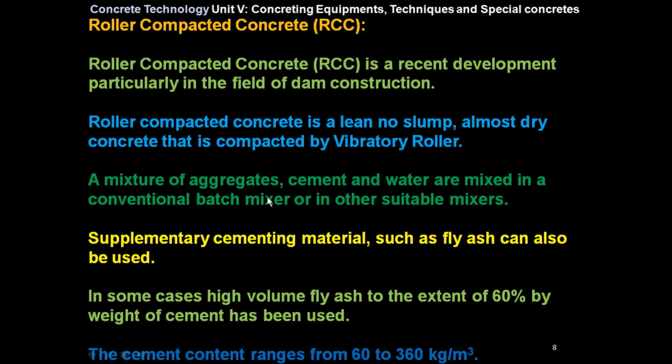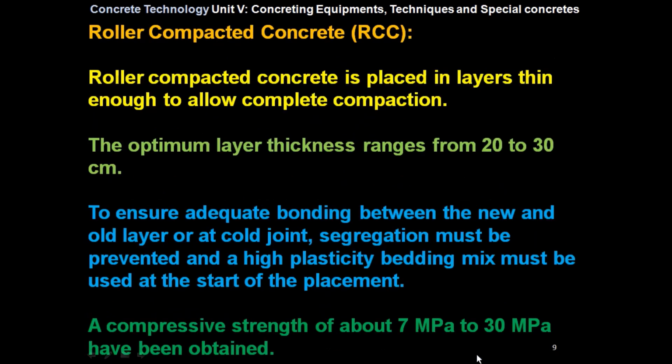A mixture of aggregates, cement and water are mixed in a conventional batch mixer or in other suitable mixers. Supplementary cementing materials such as fly ash can also be used. In some cases, high volume fly ash to the extent of 60% by weight of the cement can be used. The cement content ranges from 60 kg per meter cube to 360 kg per meter cube.